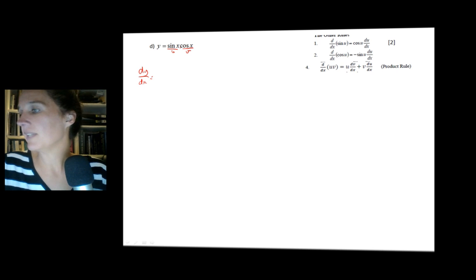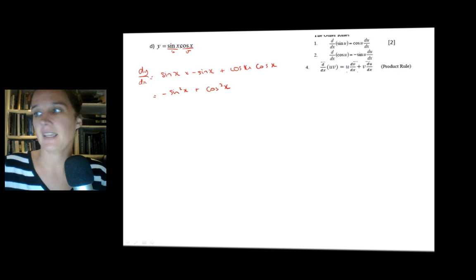So u times dv on dx is sine of x, and then we're differentiating our cosine of x, which becomes negative sine of x. And then here we've got our v, which is cosine of x, multiplied by du on dx. We differentiate sine of x and we get cosine of x. So here we're going to get negative sine squared x plus cosine squared x there.